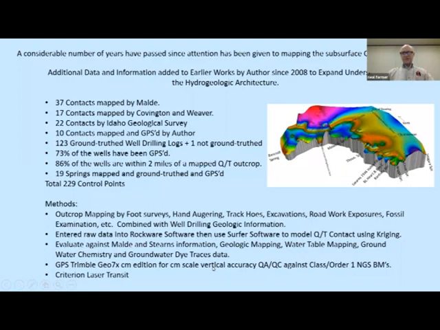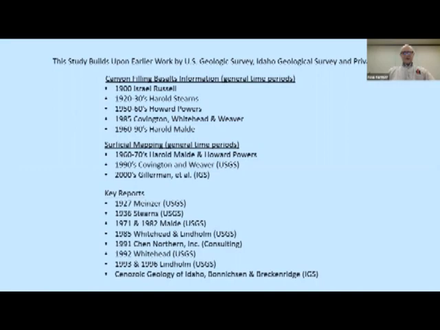There's been a lot of studies since about 1900, and Israel Russell started in 1900, and then Harold Stearns in the 20s and 30s, Howard Powers in the 50s and 60s, roughly. And these are just general time periods. Covington, Whitehead, Weaver, and also Harold Malde, all covering different time periods. And these are all USGS scientists. Surficial mapping by the same entities, as well as the Idaho Geological Survey, Virginia Gillerman, and others. And then key reports listed here that discuss and describe this geologic contact and formations.